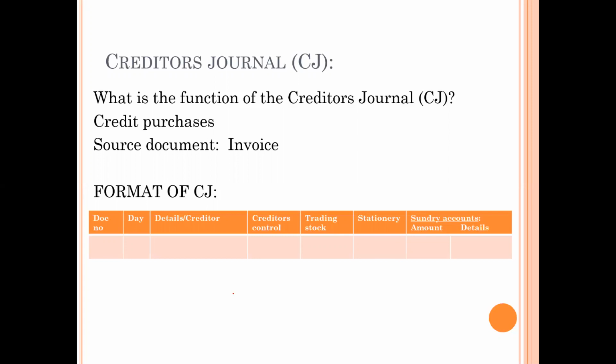Okay, but this is just to give you an idea of how the format of the Creditors Journal is going to look, and we're going to look at some examples. But before we look at the examples, just again, what is the function of the CJ, the Creditors Journal? It's about credit purchases. What is your source document involved? An invoice.